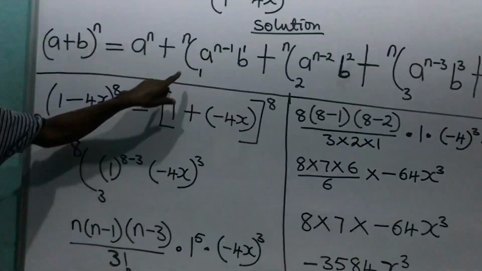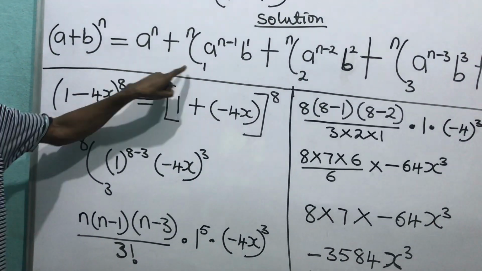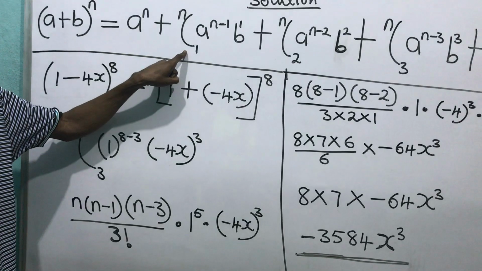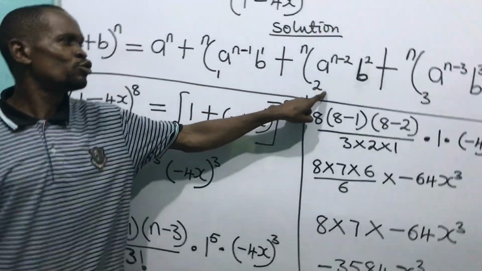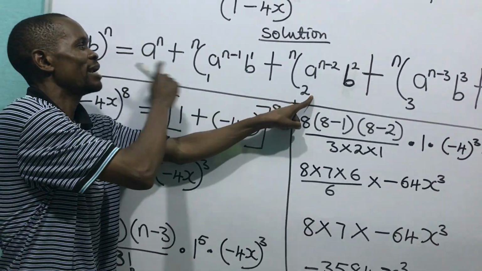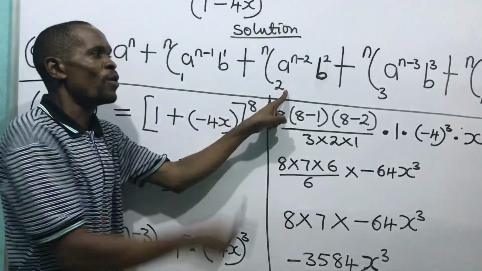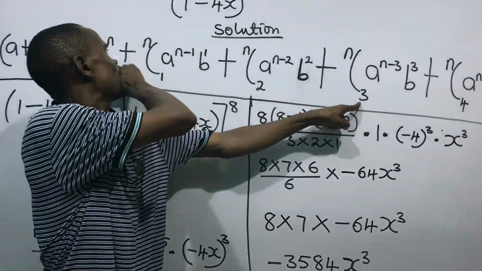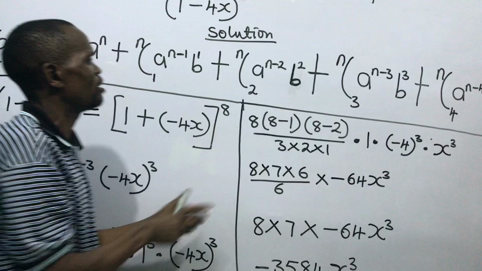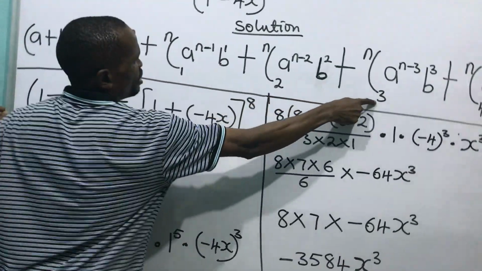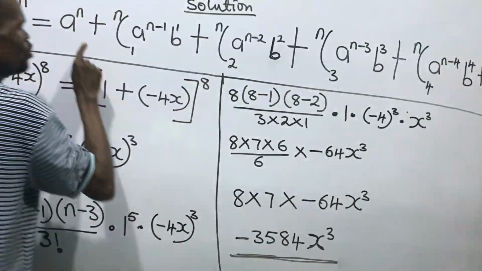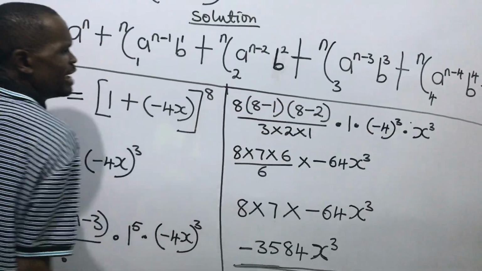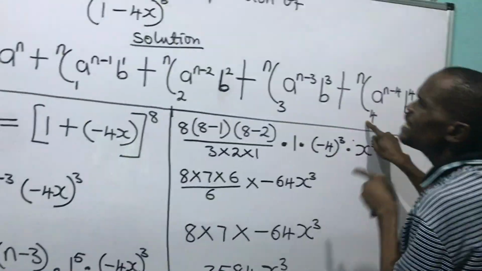Then look at it here. When I'm choosing 1, I'm in the second term. When I'm choosing 2, I'm in the third term: 1, 2, 3. When I'm choosing 3, I'm in the fourth term: 1, 2, 3, 4. You see that when I'm choosing 3, I'm already in the fourth term. Then when I'm choosing 4, I'm already in what?